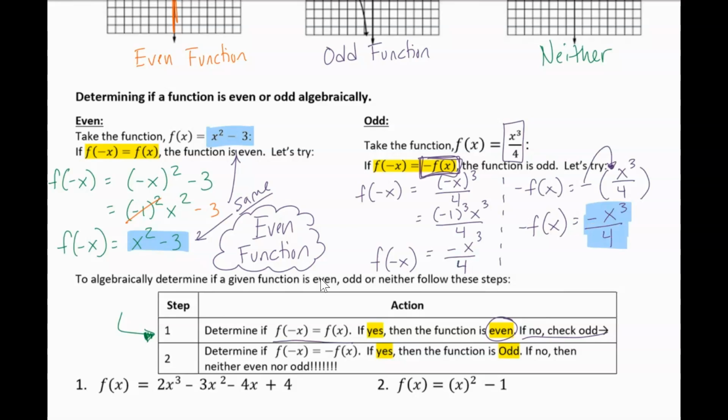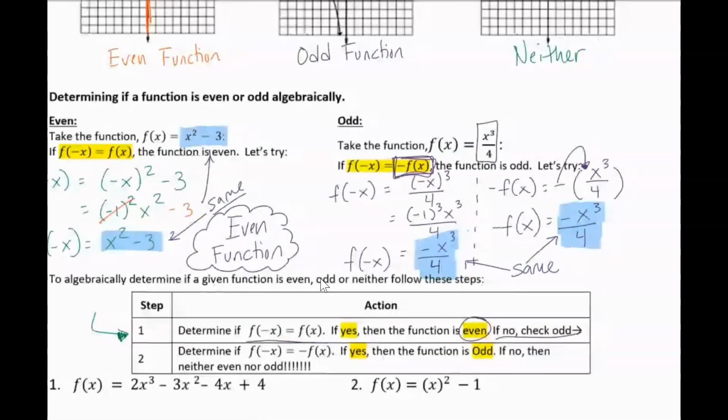So now, if it's odd, we know f of negative x is equal to negative f of x. So I need to look, is this negative f of x the same thing as what I found for f of negative x? Are those the same? Yes. So what does that mean this function is? If they are equal, f of negative x and negative f of x. Even. Not even. Odd.